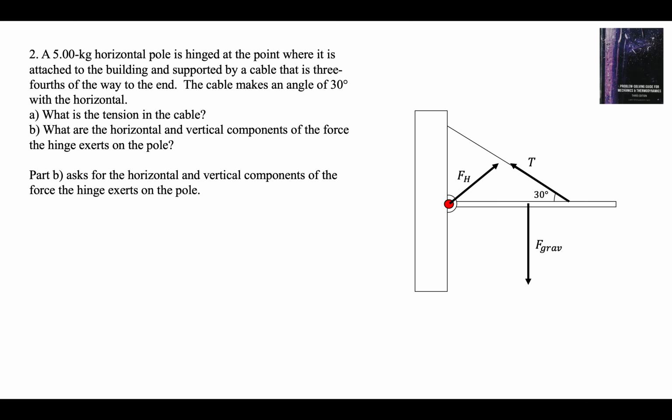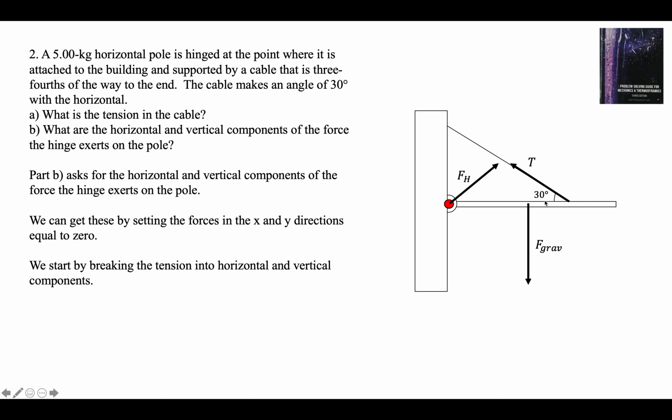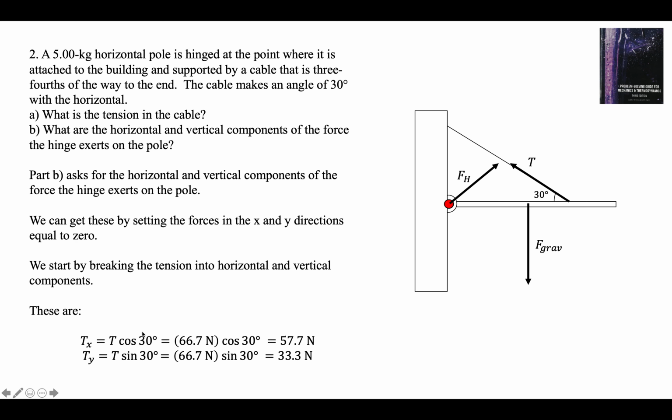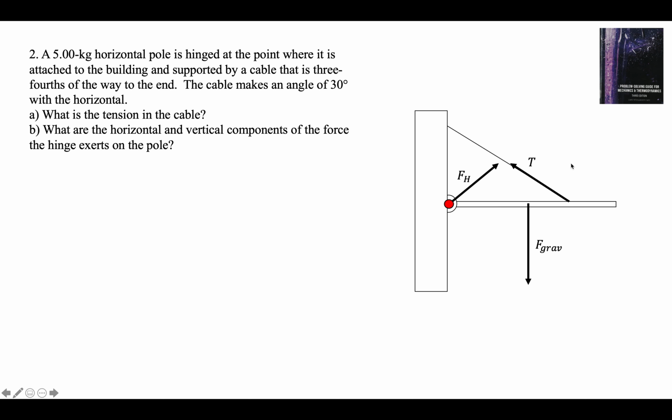Part B asks for the horizontal and vertical components of the force the hinge exerts on the pole. So we're going to get that by setting the forces equal to 0 in the x and y direction. This is a static situation. Nothing's accelerating, nothing's rotating. And to make it easier, we break this tension, which is 66.7 newtons, into horizontal and vertical components. T sub x is T cosine 30, right there. Tension is 66.7 newtons. We get 57.7 newtons for the horizontal component of the tension. The vertical component is T sine 30, which is 33.3 newtons, right there.